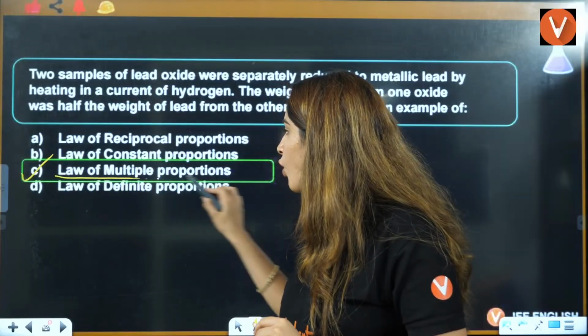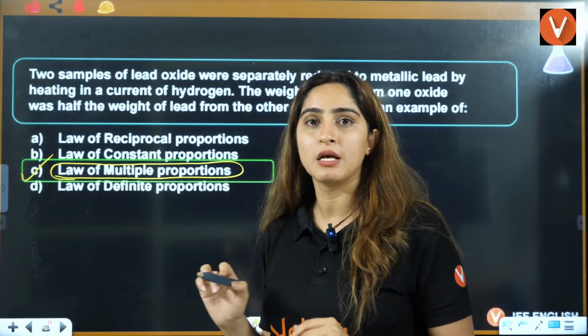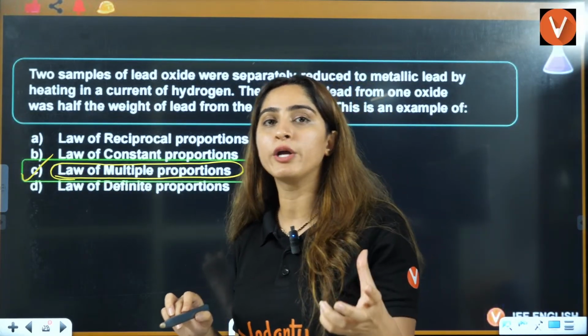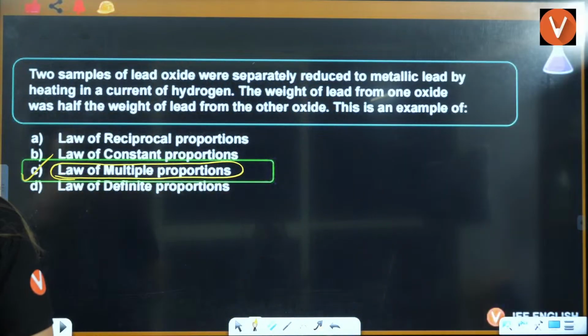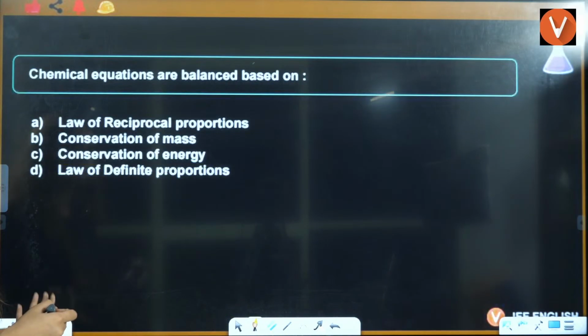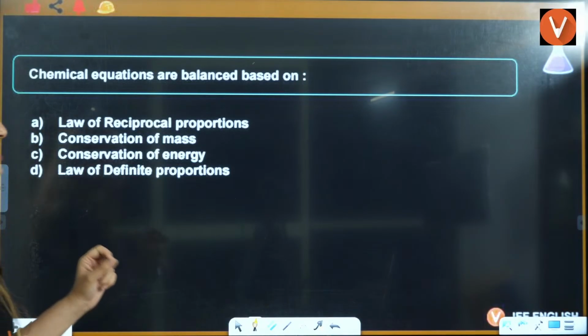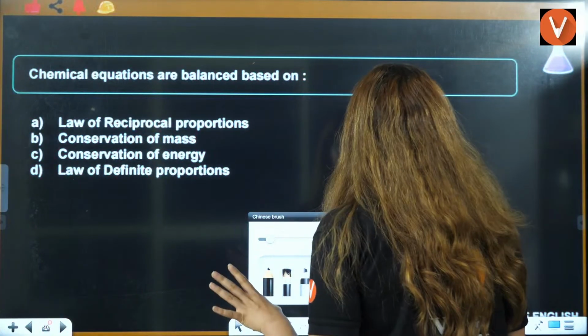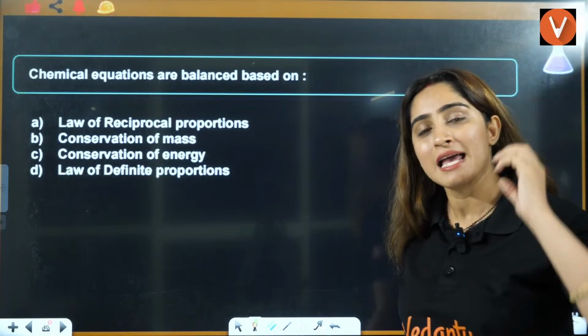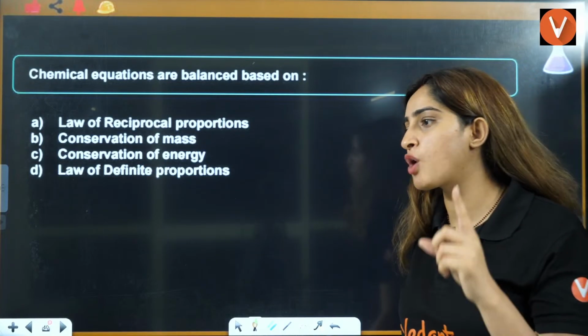We are talking about law of multiple proportion, because the ratios are going to be different in this case, right? Okay, everyone. Next is, chemical equations are balanced based on which thing? Anybody in the chat box? Chemical equations are balanced based on which thing?